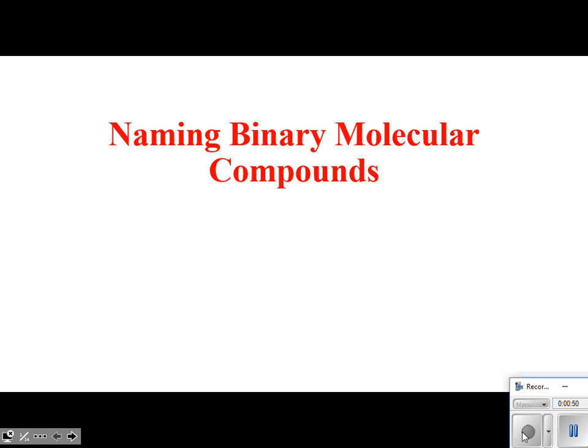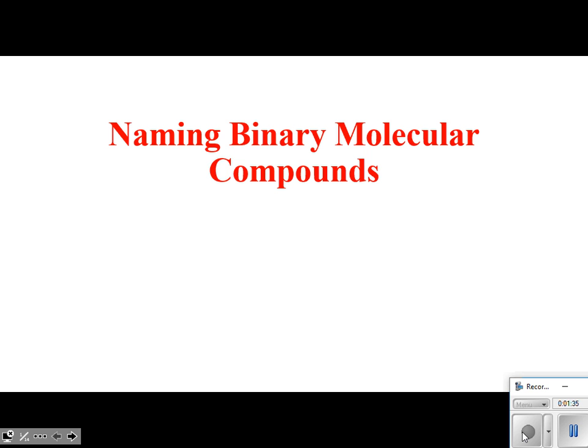Now, naming binary molecular compounds. This is a second nomenclature system, so to speak. All right? We have certain ways. We talked about ionic bonding, and we used an ion sheet. This is a different method that is dealing with molecular compounds which are covalently bonded. There are 2 different ways to name binary molecular compounds. We're going to learn the first one today.